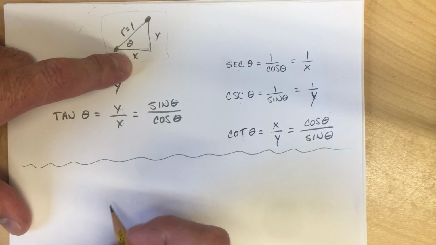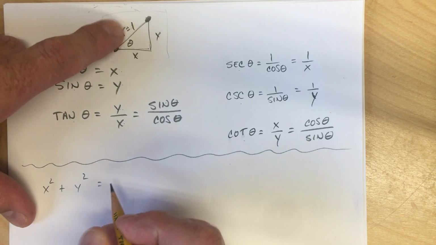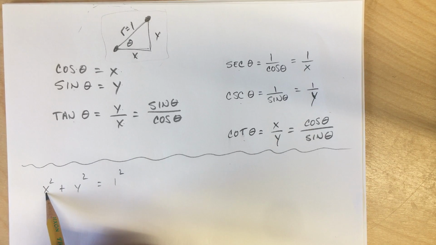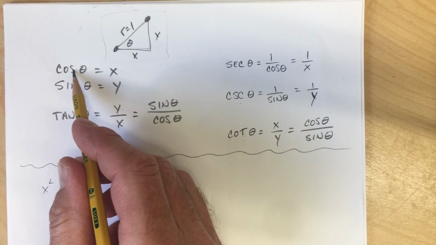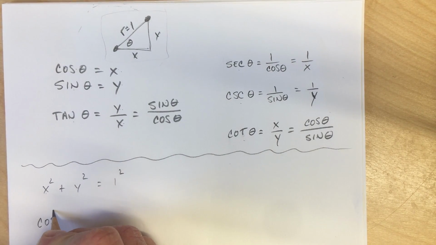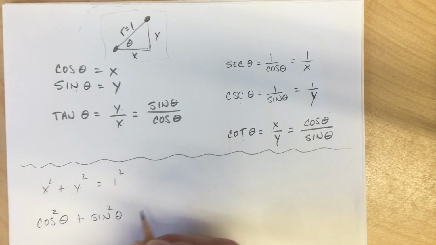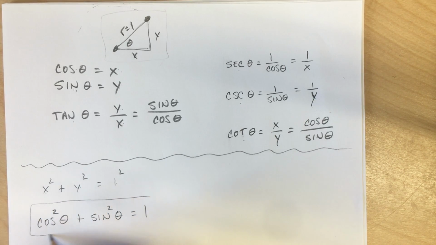Well, we know that the two legs, like x squared plus y squared, equals the hypotenuse squared. Well, here's what we can do. X is the same as cosine. And so we can write cosine squared of the angle plus y squared, and we know y is sine. Sine squared of the angle equals 1 squared, which is 1. And there is a brand new trig identity.